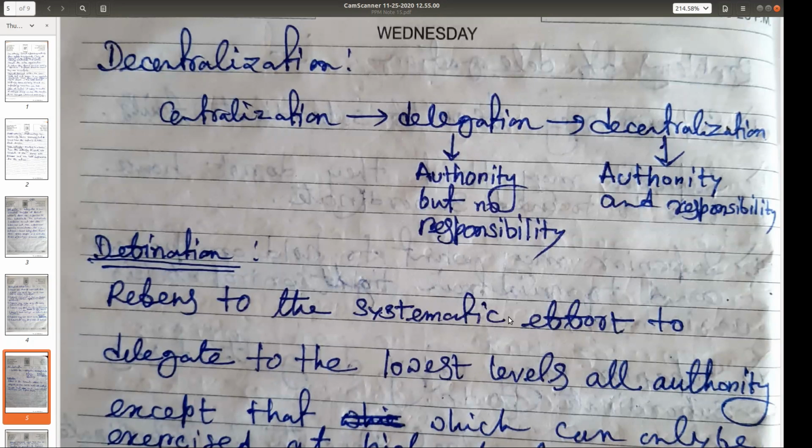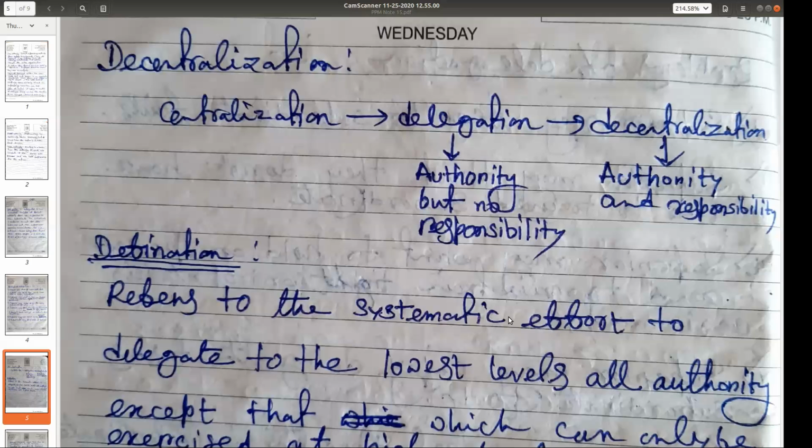Though power is not the right term for this thing, we should say authority, because power doesn't have any official decorum, but authority has. So power, we don't use this term. So basically, decentralization starts from the point of centralization, where things are centralized. In that case, we need decentralization if it is needed at all. So basically, centralization, then we are delegating those things, then it becomes decentralized.